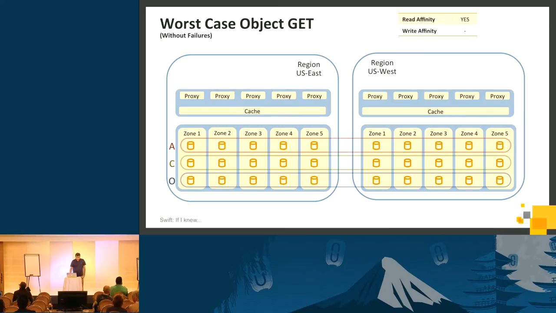So let's see what it looks like for multi-data center if we're getting an object for the first time. We're going to assume read affinity is on. We see here we've got two data centers, and the account, container, and object rings are shown below. A few things are left out to make this a little less complicated. So we're going to do a GET on the object, which is on the proxy.